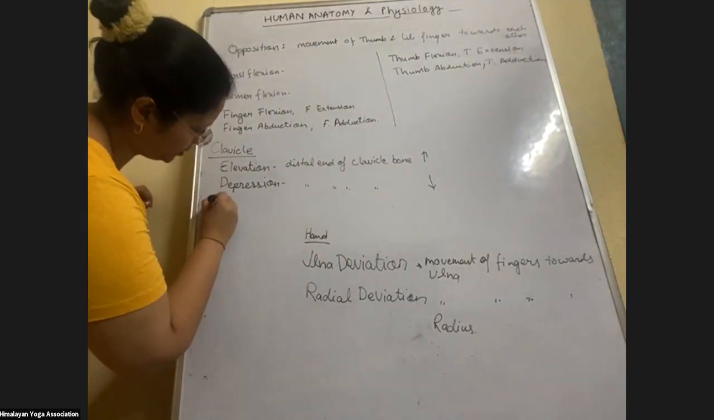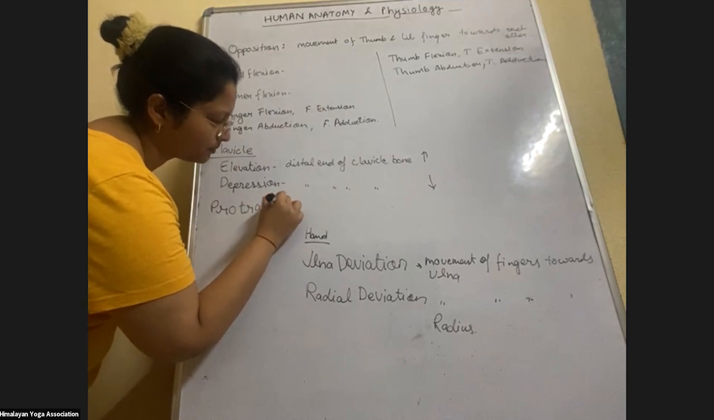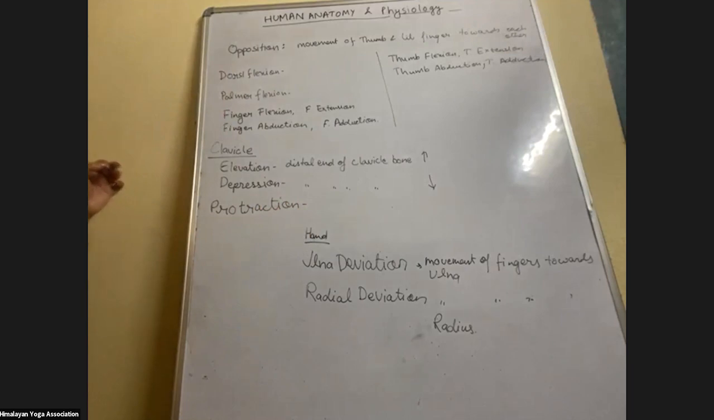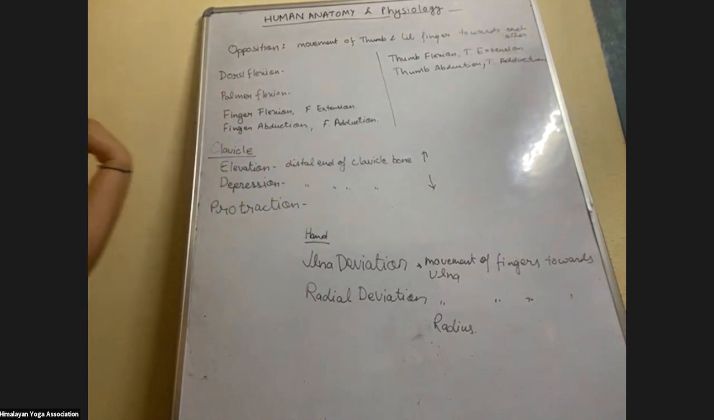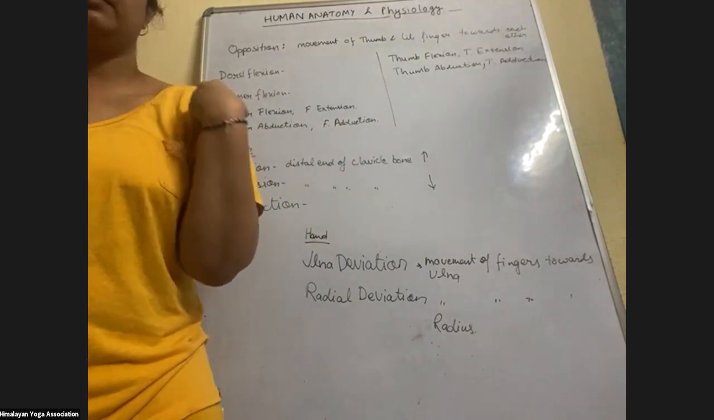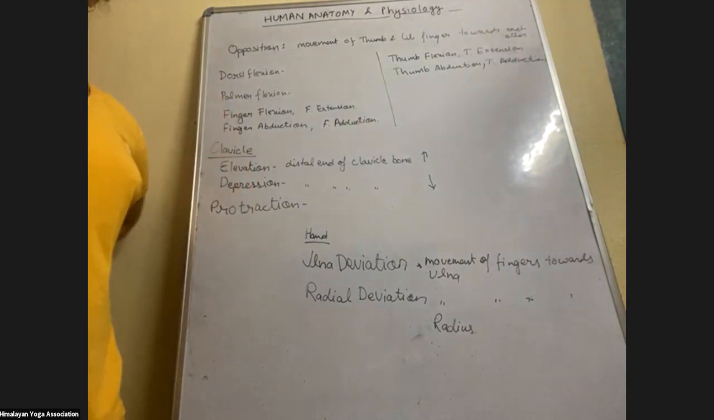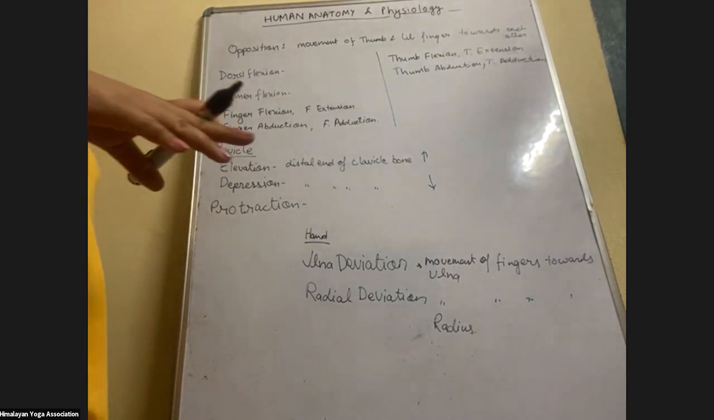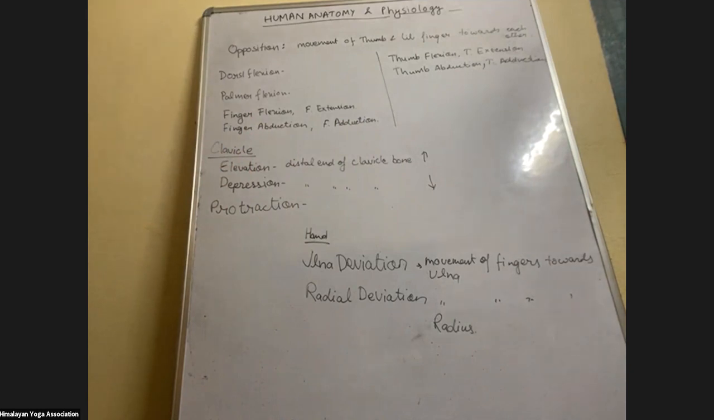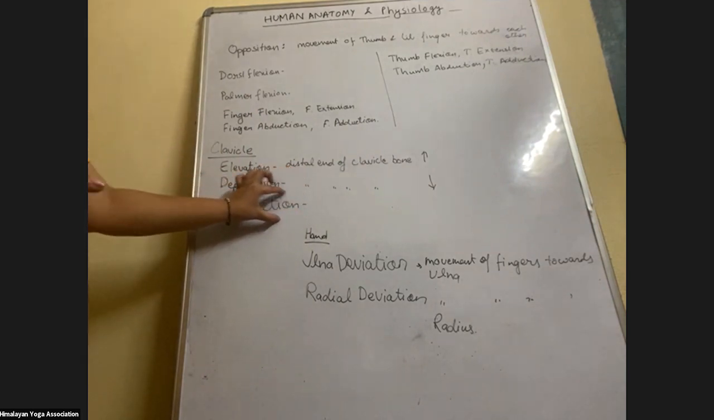Then next we have protraction. So what is protraction? When the distal end of the clavicle bone moves forward. So what is happening to the scapula, the shoulder blade? It is getting protruded outside. What happens to the scapula is called protraction.